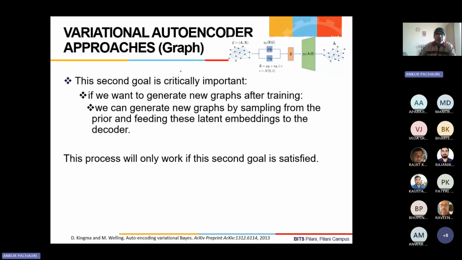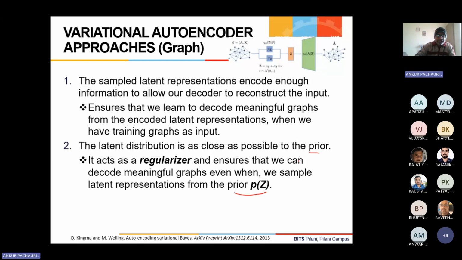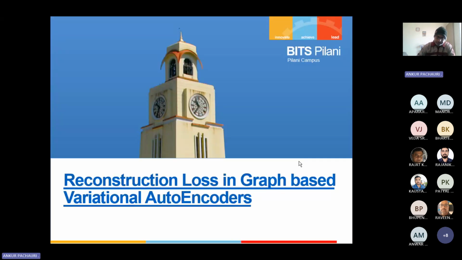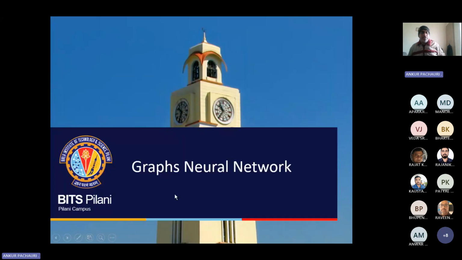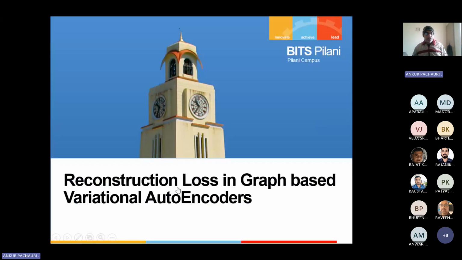If you want to generate a new graph after training, how can we do that? We can generate a new graph by sampling from the prior and feeding these latent embeddings to the decoder. This process will work if the second goal is satisfied. Now the question arises: how should we construct the reconstruction loss?